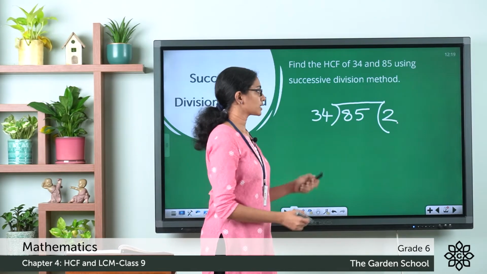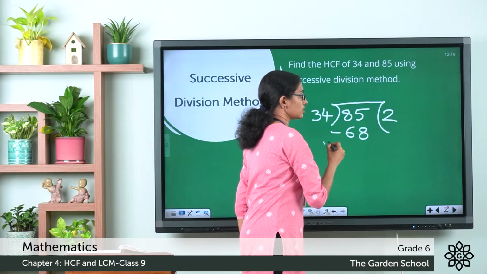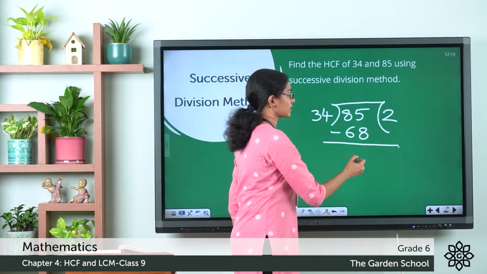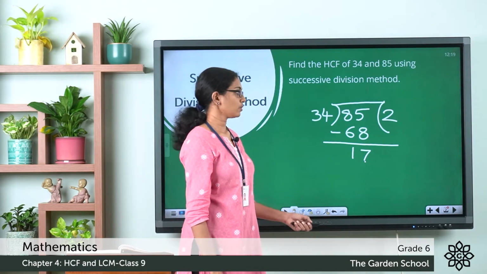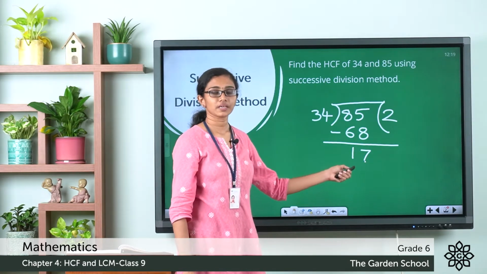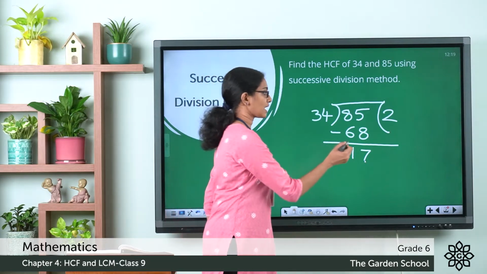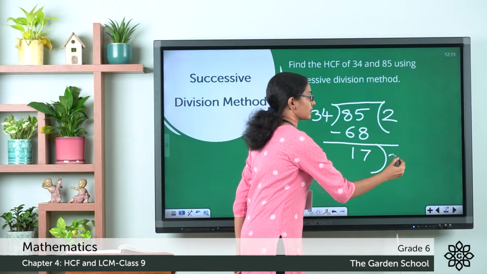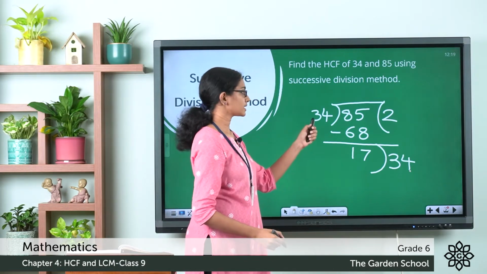Now 2 into 34 is equal to 68. As usual, we are subtracting the numbers. What do we get here? We get a difference of 17. Now this becomes the new divisor, and we need to use this divisor to divide the previous divisor. So we are going to use this 17 to divide 34.